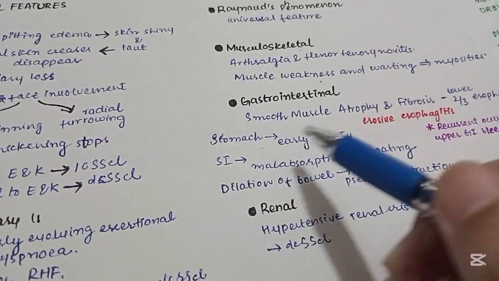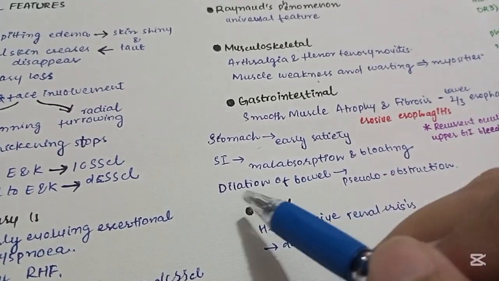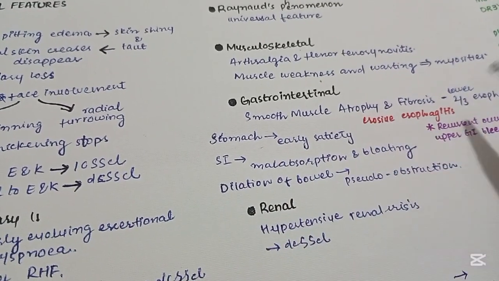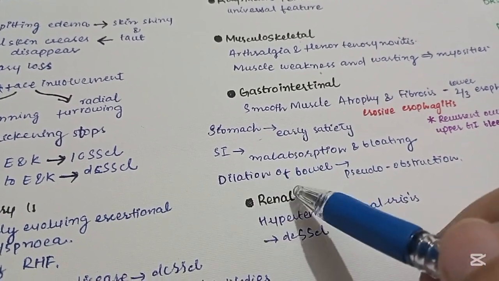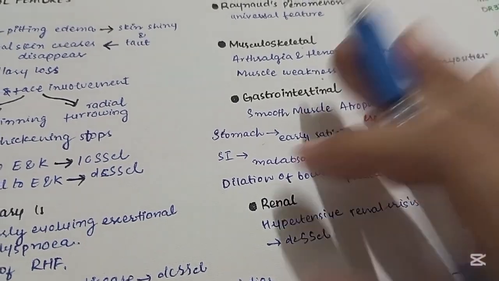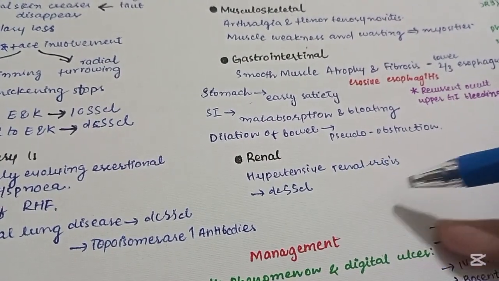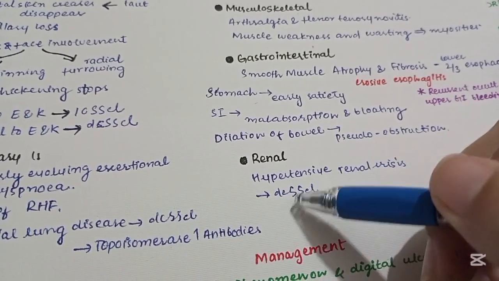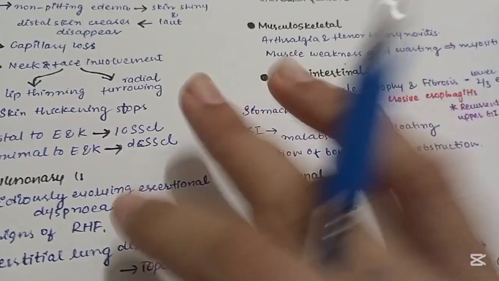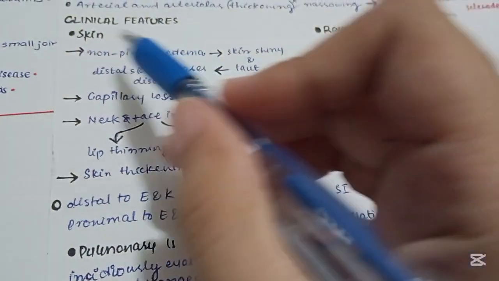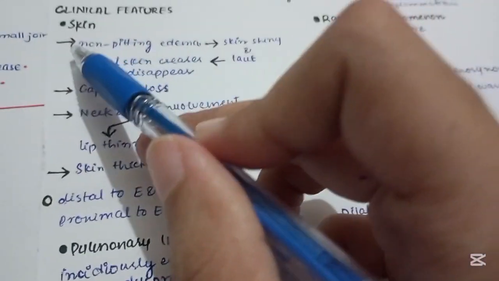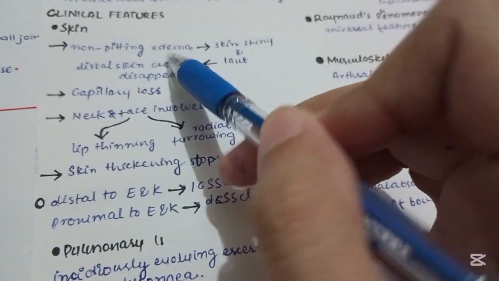If the stomach is involved, then early satiety is seen. In small intestine involvement, malabsorption and bloating are present, and if dilation of the bowel occurs, then pseudo-obstruction can be present. If renal involvement occurs, then hypertensive renal crisis can occur, and it most commonly occurs in diffuse cutaneous systemic sclerosis.